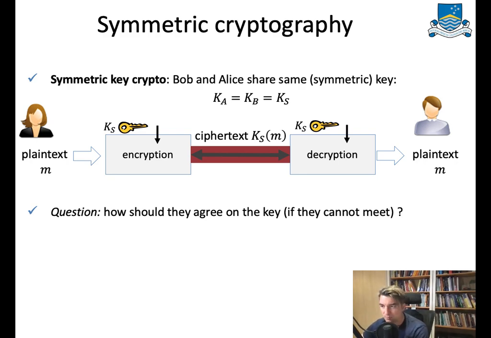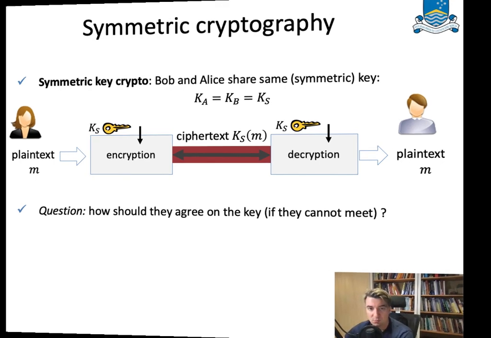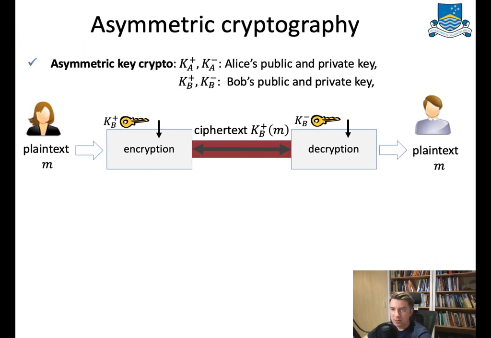To solve this problem, asymmetric cryptography was proposed. In asymmetric cryptography, each participant creates two mathematically linked keys: a public key, here denoted by the plus sign, and a private key, denoted by the minus sign. Generally, there are two different applications of asymmetric cryptography. One is for secure communication, and two is as a digital signature.